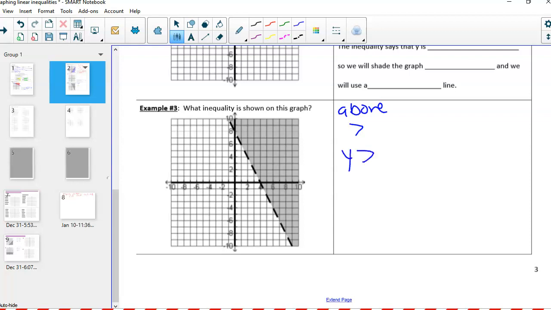Now we need to find our slope and our y-intercept. The y-intercept is 8. It looked like 6, but it's 8, my bad. Then find another point on your graph so you can count your slope. It should be -2. So y is greater than -2x plus 8. So we're going to be doing this back and forth, graphing, but also finding the inequality for the graph.